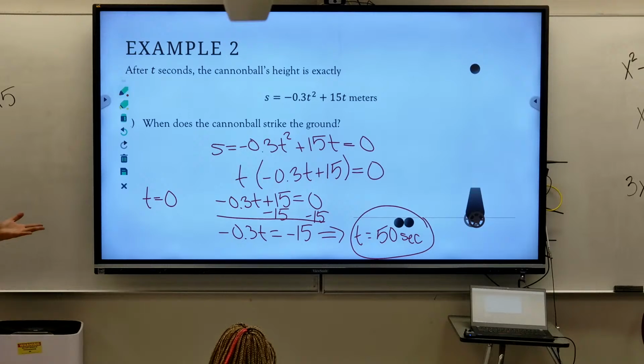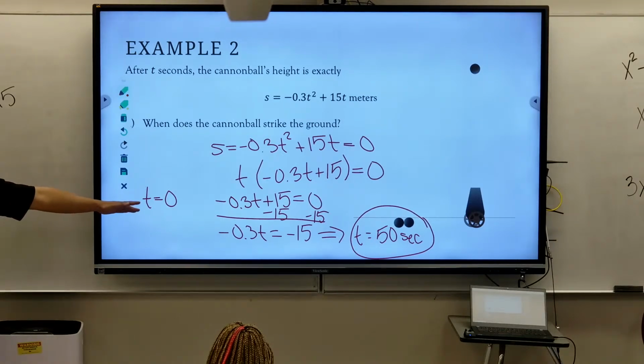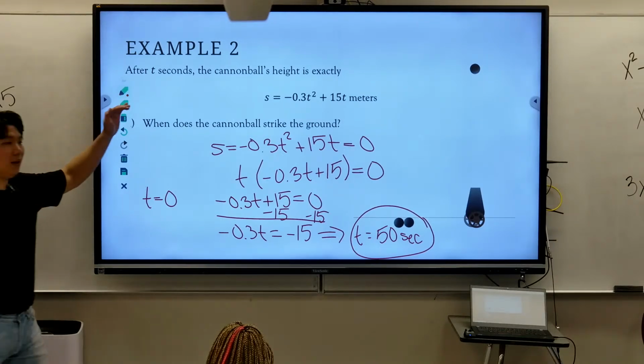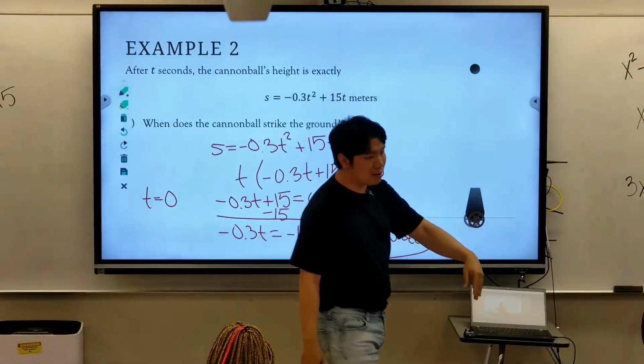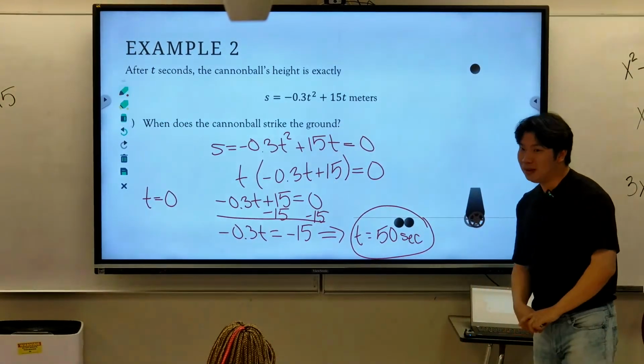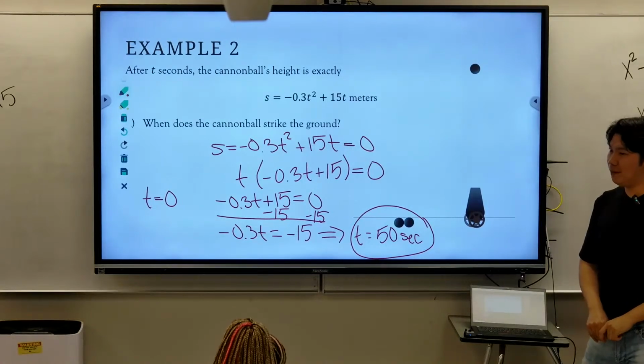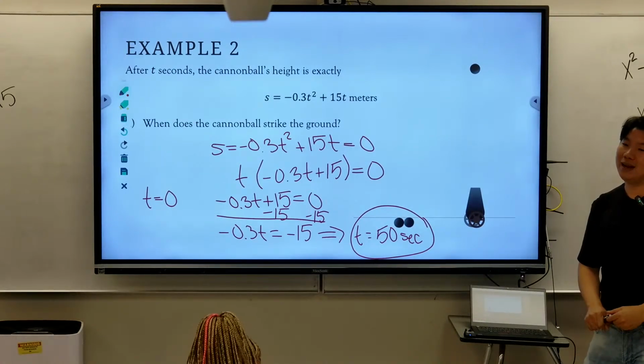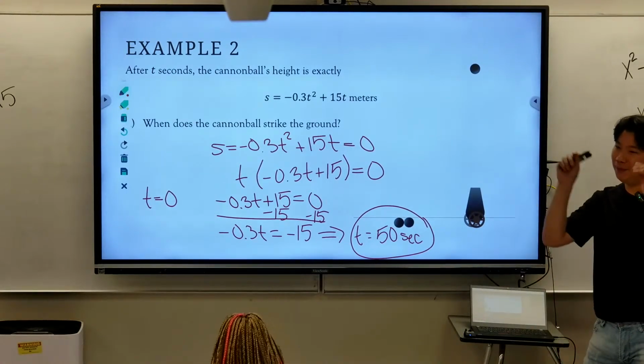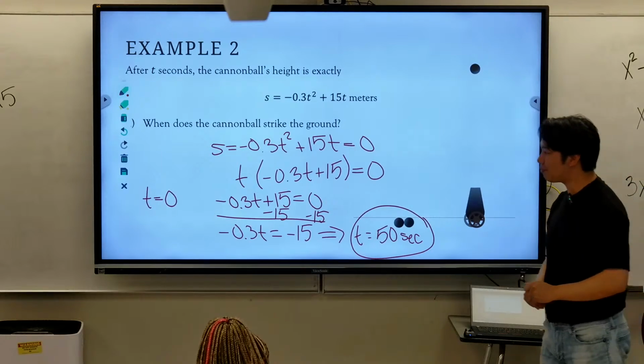Yeah, because whenever I start this whole scenario, I was already on the ground. At 0 seconds, my cannonball was on the ground. It went up and it went down after 50 seconds, back on the ground. A less dramatic version of this scenario would be if you just had, for example, a basketball that you threw up and then it came back down.